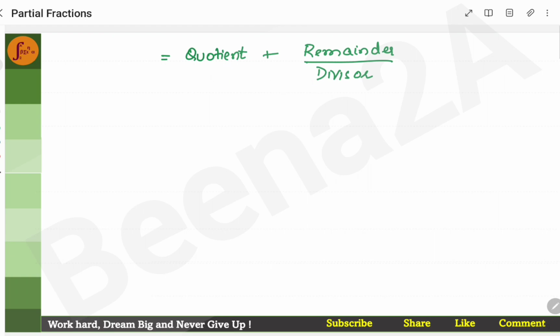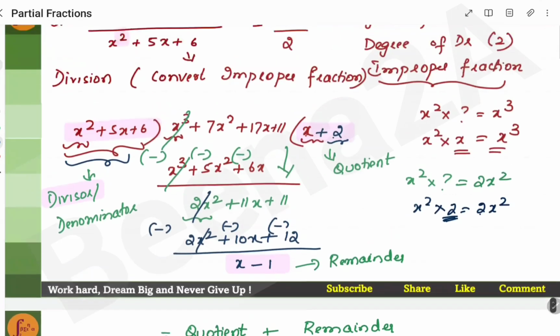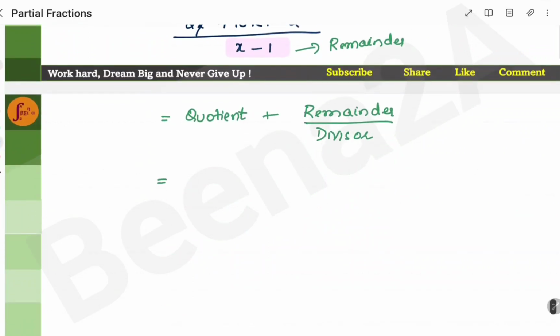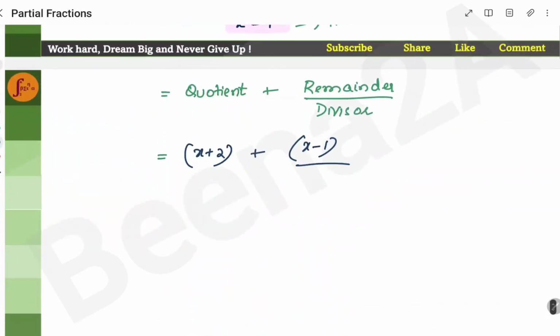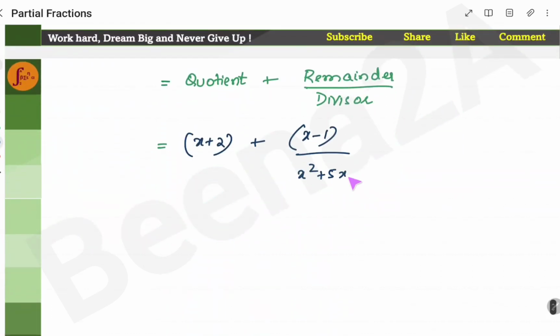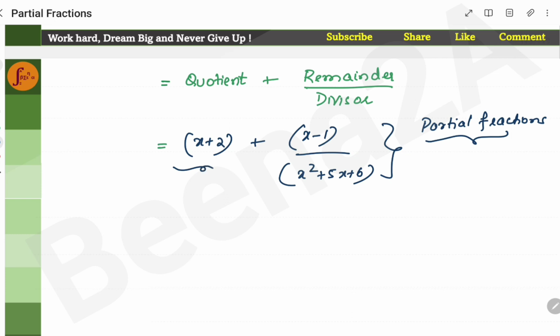Now we should write it in this form. What is the quotient? Quotient is x plus 2. What is the remainder? X minus 1. What is the divisor? X square plus 5x plus 6. Now we'll have to resolve this into partial fractions. Once we resolve this into partial fractions, we have to add those partial fractions with this quotient.